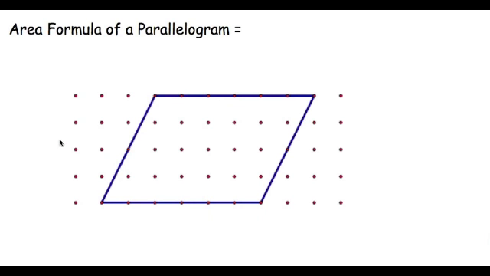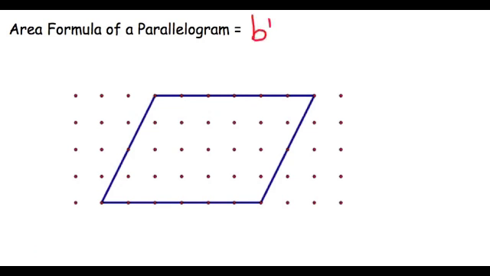Let's get started. We know that the area formula for a rectangle is base times height. Remember that the height of that rectangle is always going to be the perpendicular height to the base. And that's what we're going to show here. So we're going to write in here that it's going to be base times height.